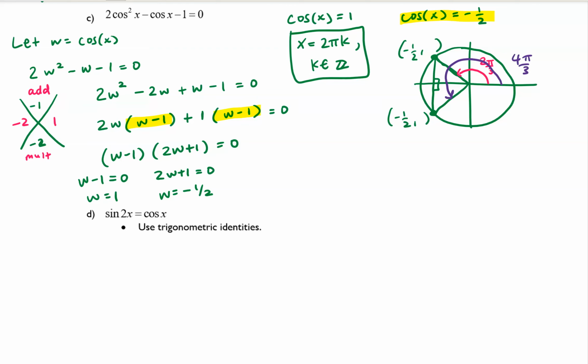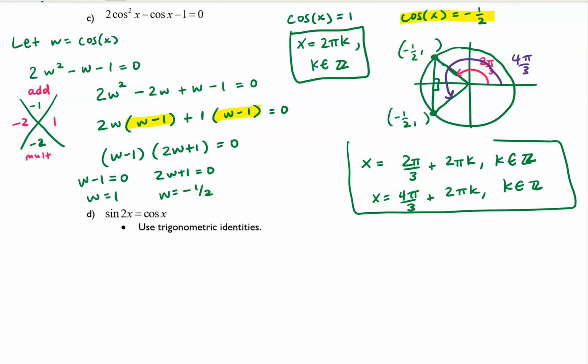So our final answer for this component is 2 pi over 3 and all of its coterminal angles, as well as 4 pi over 3 and all of its coterminal angles. And that concludes part C.